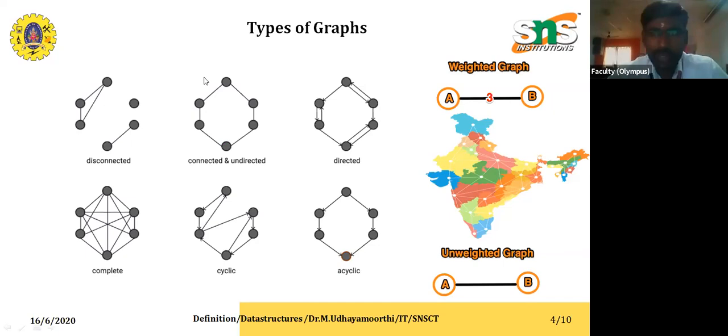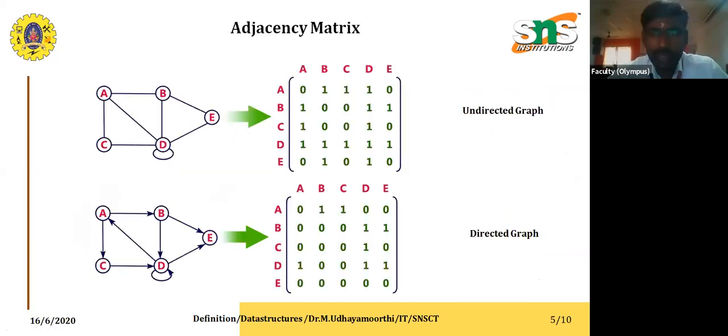Continuing with that, we talked about the concept of the adjacency matrix, and how the adjacency matrix is formed for graphs. There are two types of representation: for a directed graph and for an undirected graph. For an undirected graph, the nodes which are adjacent to a particular node are marked as 1. If there is no relationship between one node and another node, it is marked as 0.